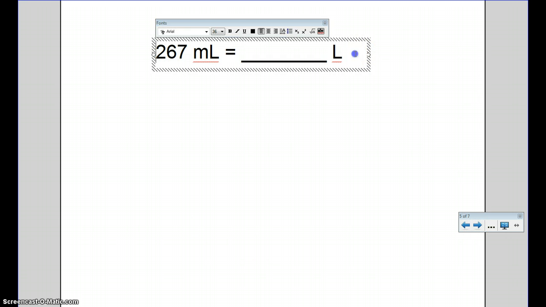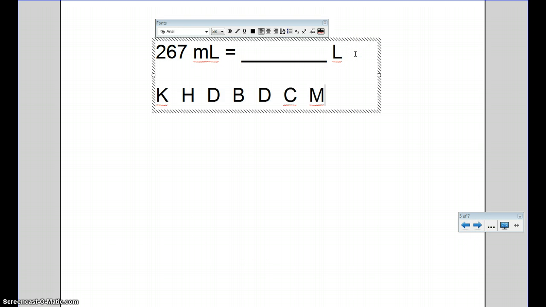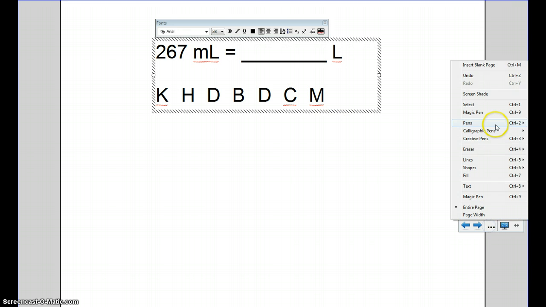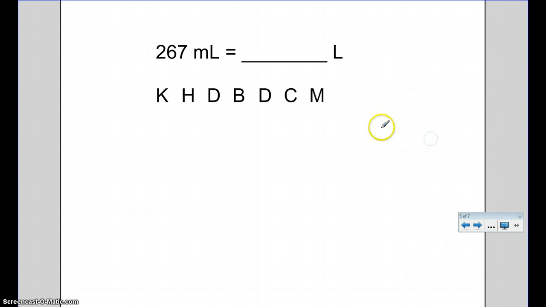All right, here's one more example. I have 267 milliliters, and I need to know what that's going to be equivalent to in liters. So if I've started here at the milliliters and I need to move to liters, which is right here with the meters, liters, and grams, I know that I need to move my decimal place from the M to the B.